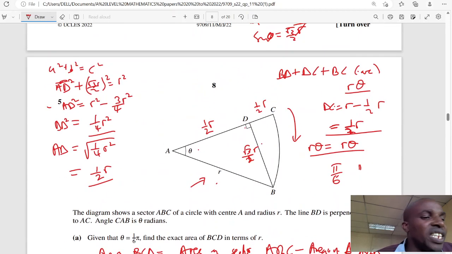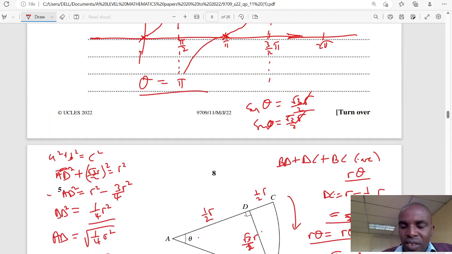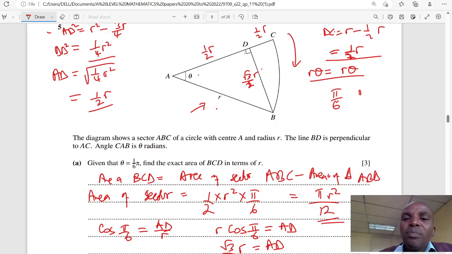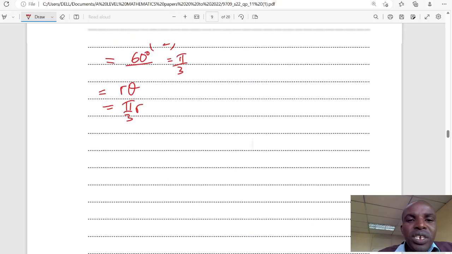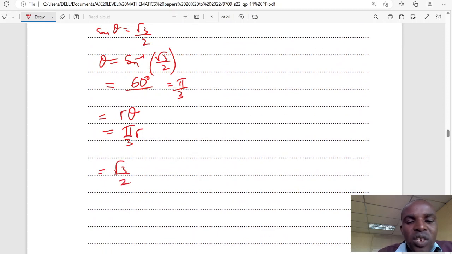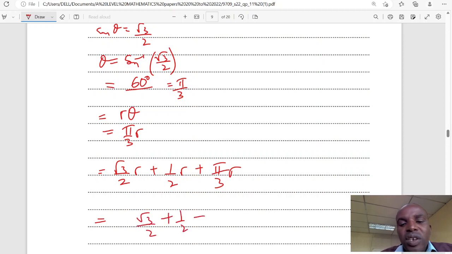So it's pi over 3 R. Then I have my BD, I have my DC, so it will be root 3 over 2 R plus half R plus pi over 3 R. Then you can simplify everything in terms of R, and leave your answer in terms of R. So it will be root 3 over 2 plus half plus pi over 3, then R.